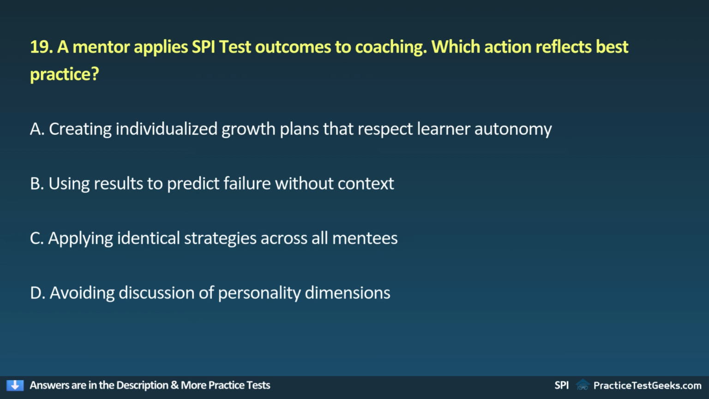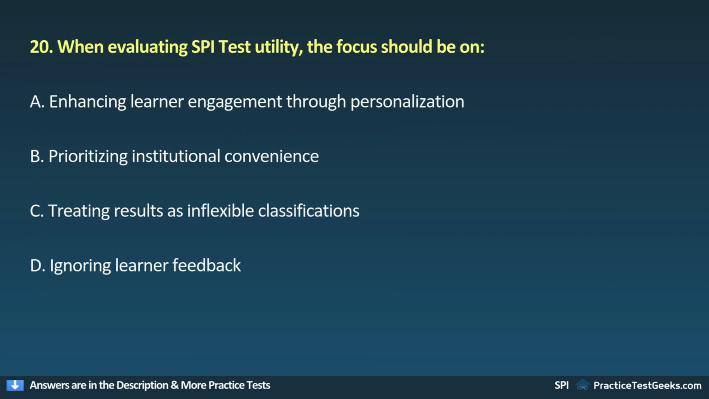B. Using results to predict failure without context. C. Applying identical strategies across all mentees. D. Avoiding discussion of personality dimensions. 20. When evaluating SPI test utility, the focus should be on A. Enhancing learner engagement through personalization.